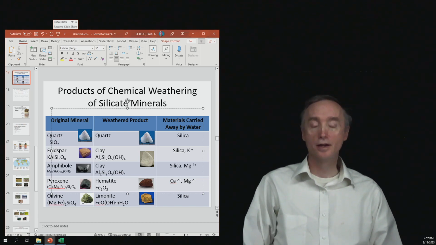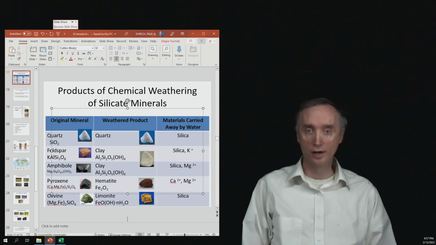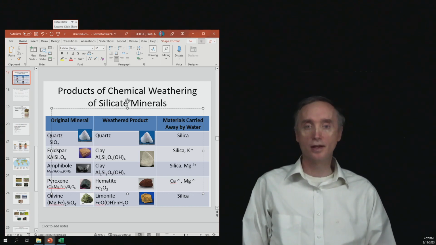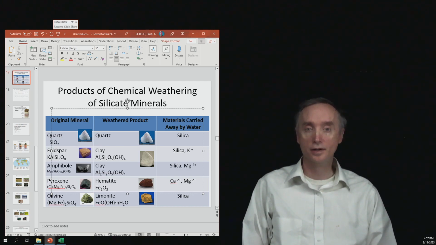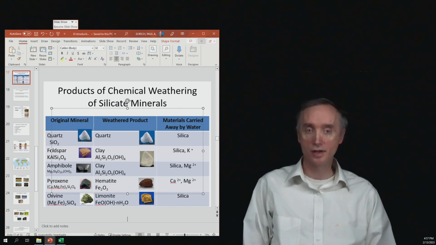Hello and welcome back. So in our previous segments we've been talking about different kinds of chemical weathering. So now what we want to do is to see what do minerals turn into when they have been chemically weathered. Now 90% of all the minerals that are on the surface and inside the earth are silicate minerals. So in the left-hand column there is the original minerals, and I've chosen silicate minerals because they represent most of the minerals that are found.